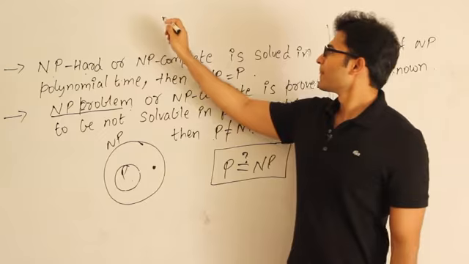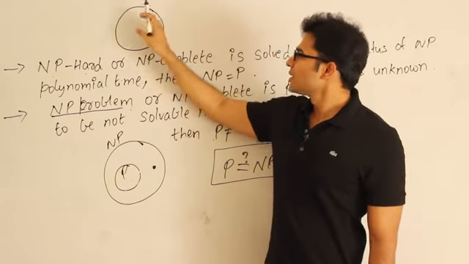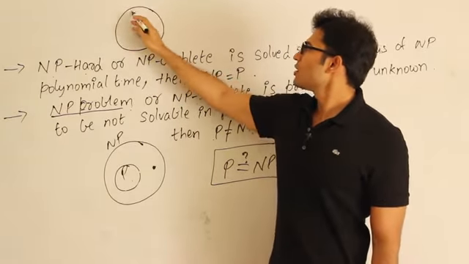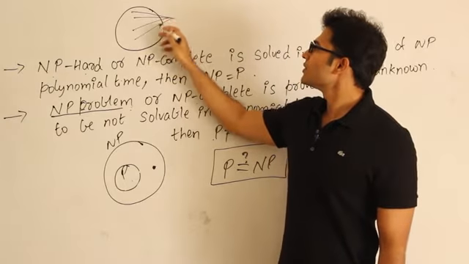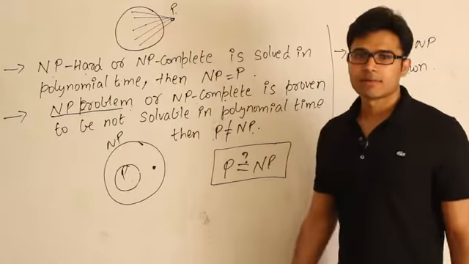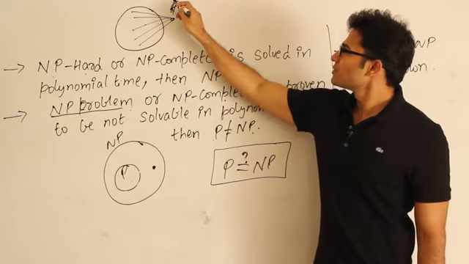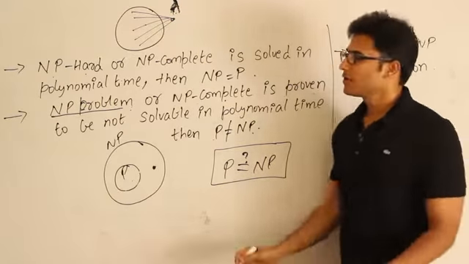Now assume that a problem is NP hard. NP hard means there is some problem to which all these problems are already converted, right? I don't care whether this problem is inside or outside, right? And now say this is problem A, which is NP hard.